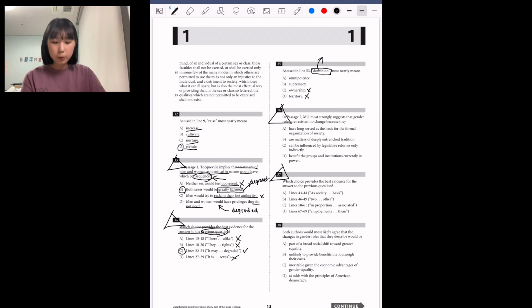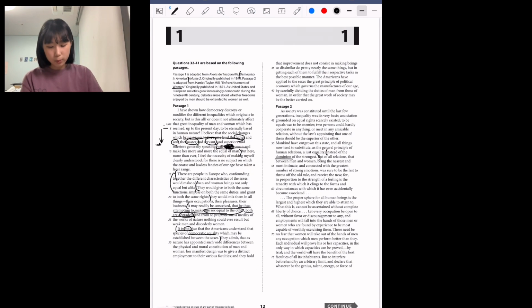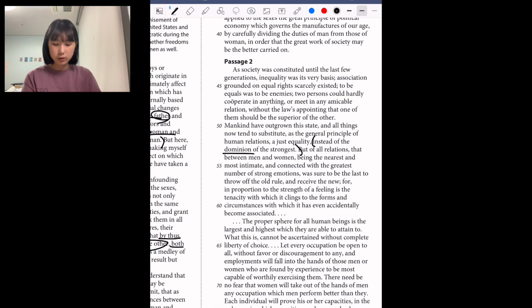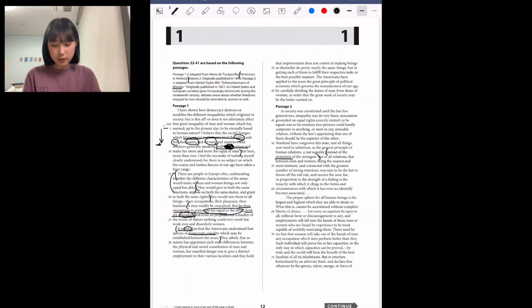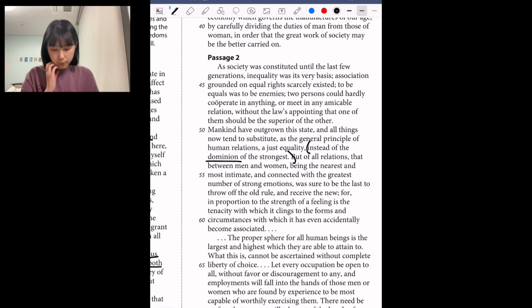And we're left with omnipotence and supremacy. If we put omnipotence here, instead of the omnipotence of the strongest, and instead of the supremacy of the strongest, here it is just a matter of common sense, I guess. Omnipotence of the strongest and supremacy of the strongest. Which one fits the sentence better? Omnipotence basically means powerful in a very strong way, almost all-encompassing power.